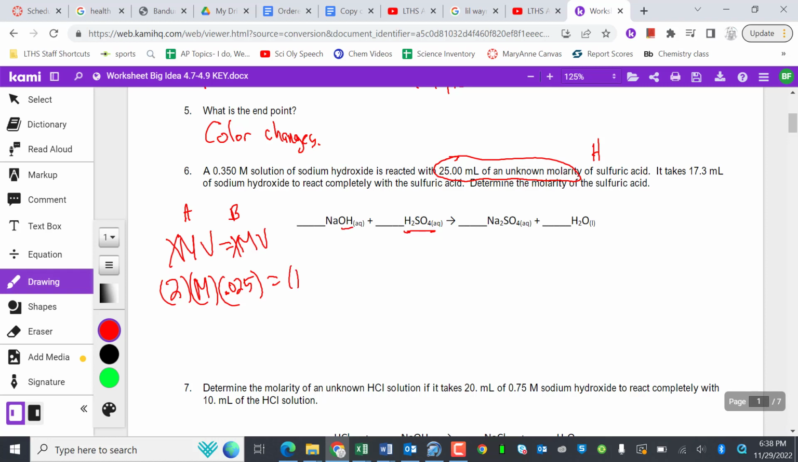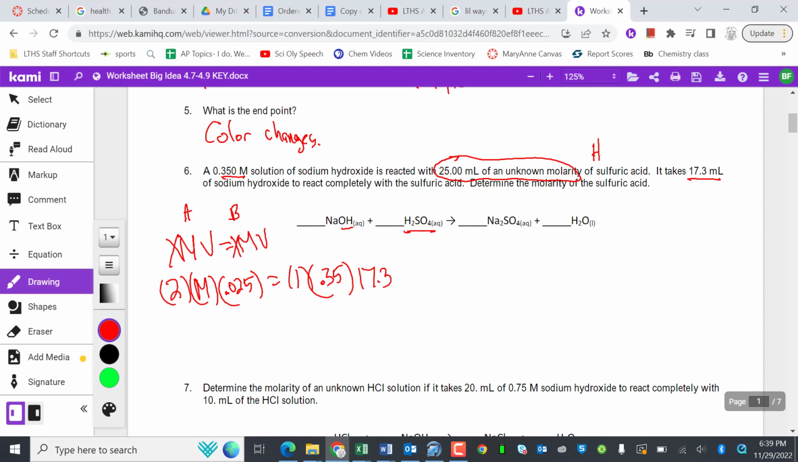Sodium hydroxide has 1 hydroxide. And the molarity of the sodium hydroxide solution is 0.35. The volume that it took was 17.3.